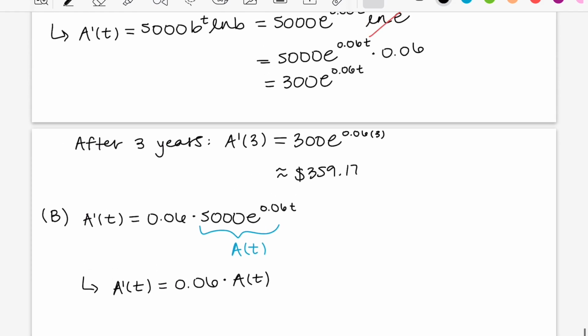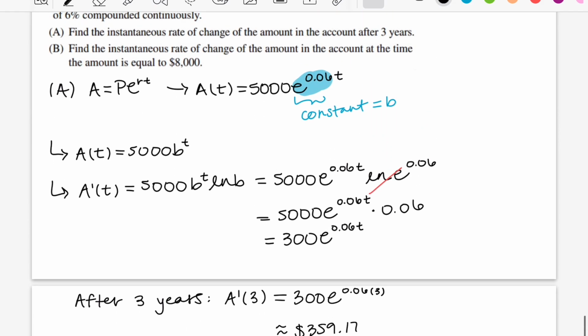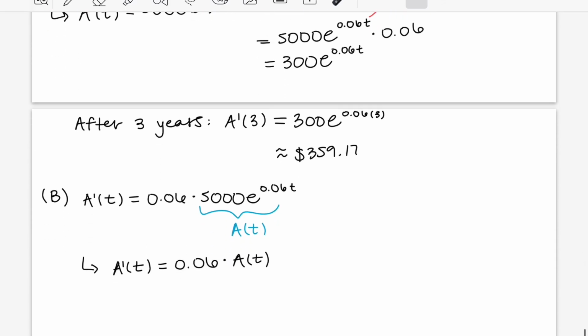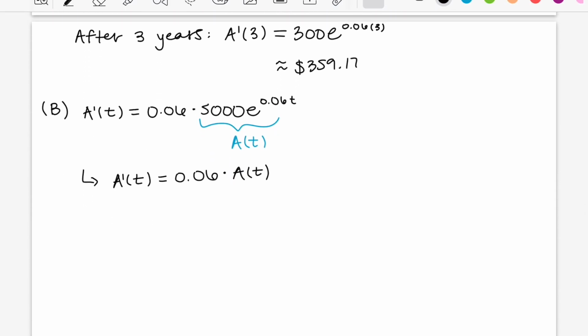All right. Now this makes part B much easier because we're asked for the instantaneous rate of change of the amount in the account when the amount is equal to 8,000. So we're given our value for A of t. And so the instantaneous rate of change when A of t is equal to 8,000 is just going to be 8,000 times 0.06, which is equal to $480.